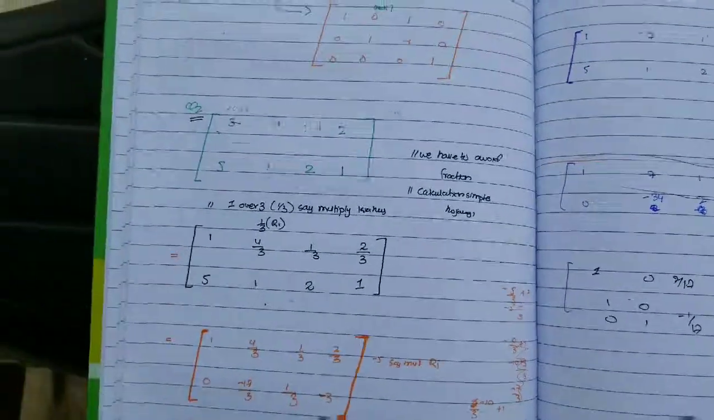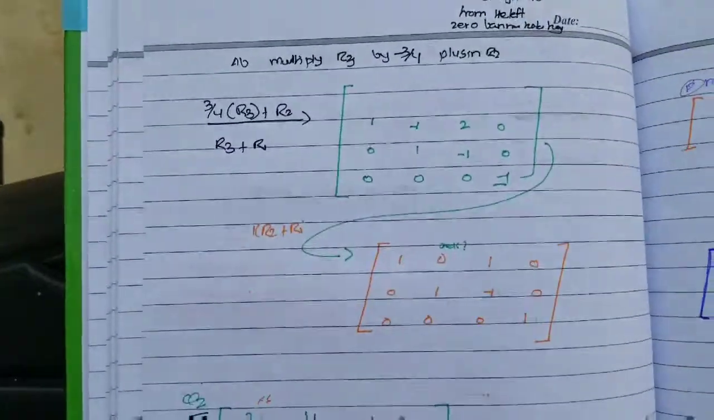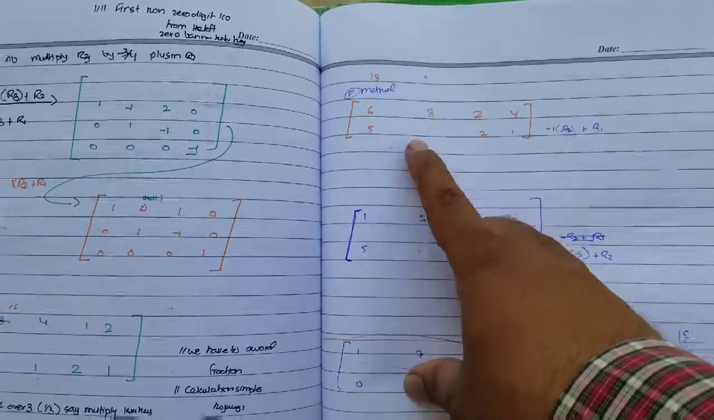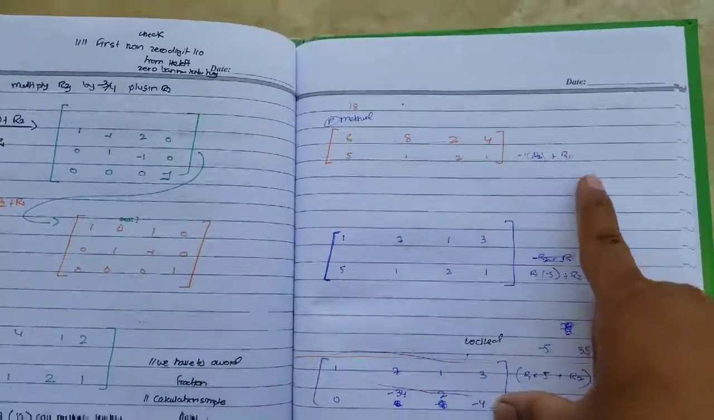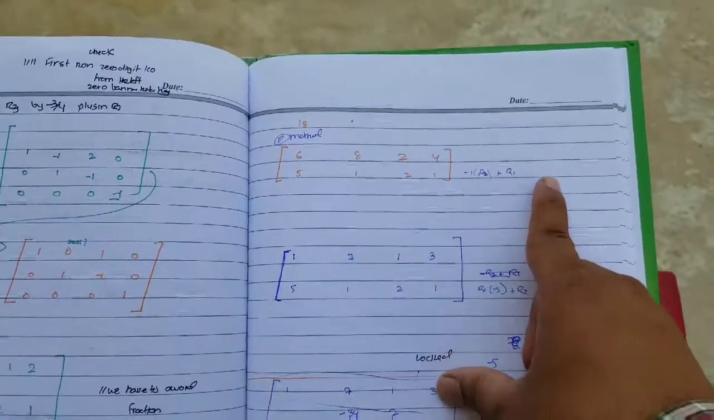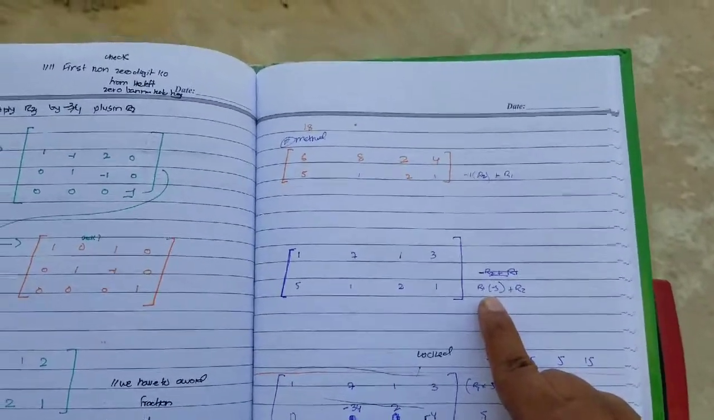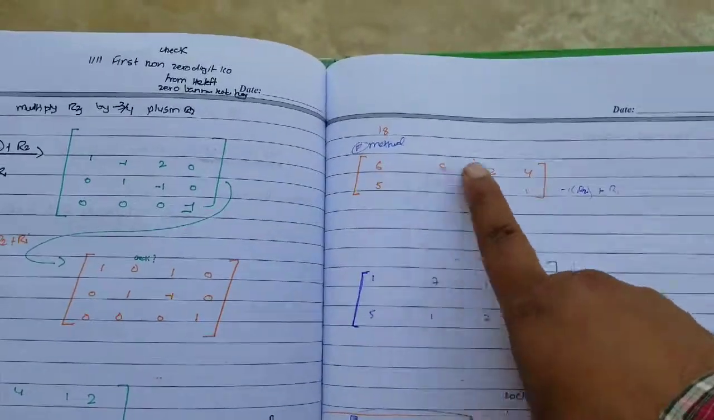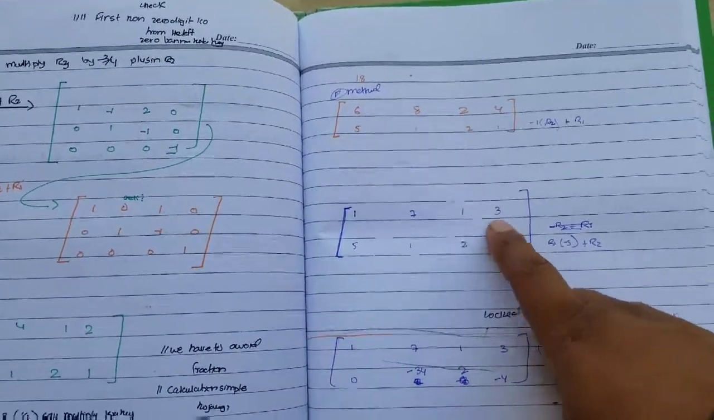Now if you look at this question, what we did was we solved this procedure. Now look at this matrix. We have 6, 8, 2, 4, 5, 1, 2 and 1. We have to avoid fractions at any cost. If it is possible to avoid fractions, then we avoid fractions. So we have to multiply row 2 by -1 and add into row 1. What we'll get is 1, 7, 1 and 3.